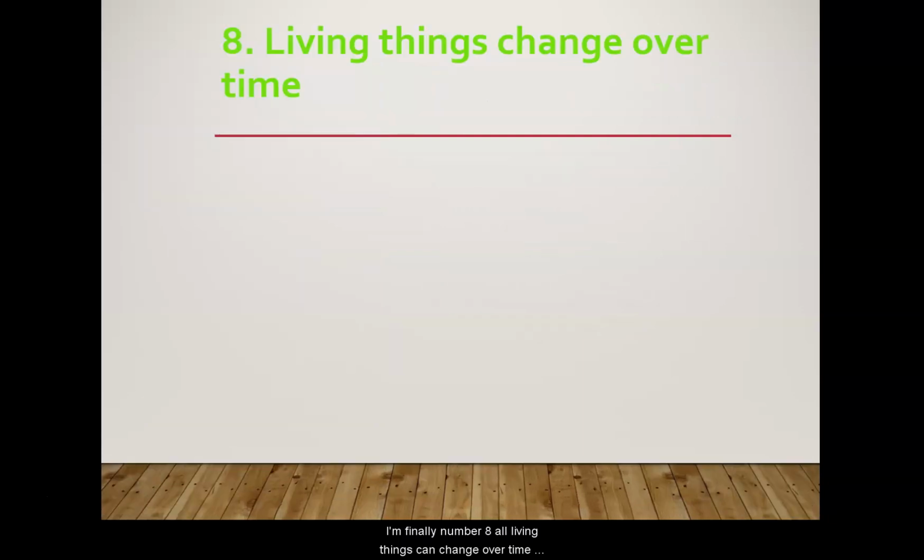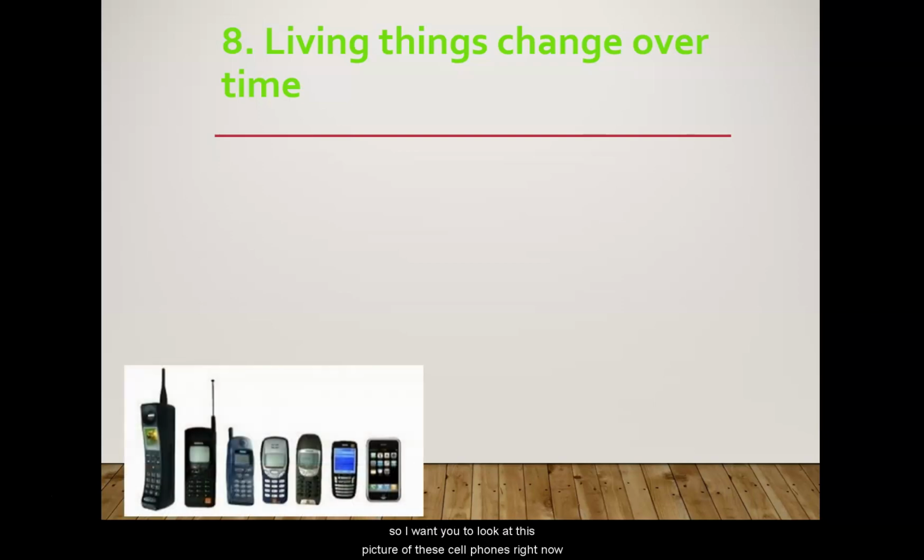And finally, number 8, all living things can change over time. So we talked about changing and growth and growing and developing. And now we're talking about living things changing over time. So in this instance, I'm talking about adapting. So I want you to look at this picture of these cell phones right now. Starting with this cell phone right here, and going all the way through to what looks like a first generation iPhone here, look at the differences between all of those.